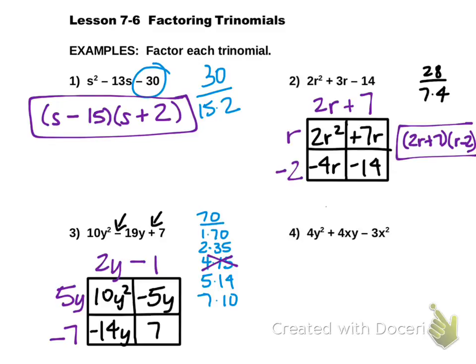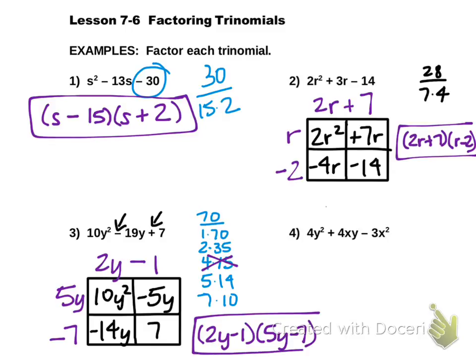That will always be the case no matter what. So we have 2y minus 1 times 5y minus 7. And it all ends up because 2 negatives multiply to give you a positive. So that's kind of where that comes from.